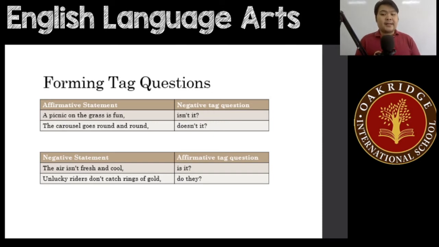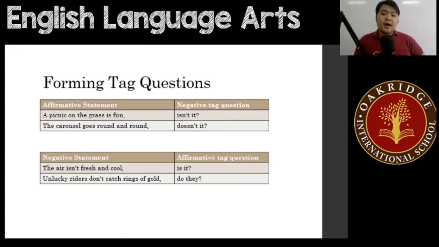Next, the negative statement and the affirmative tag question. So negative statement, the air isn't fresh and cool. That's your negative. Why? You have the word isn't, is not. And then your affirmative tag question, is it? So here, you're trying to let the person disagree with you. You want them to disagree that the air is not fresh and cool. Or you want them to disagree with you by thinking that the air isn't fresh and cool as well.